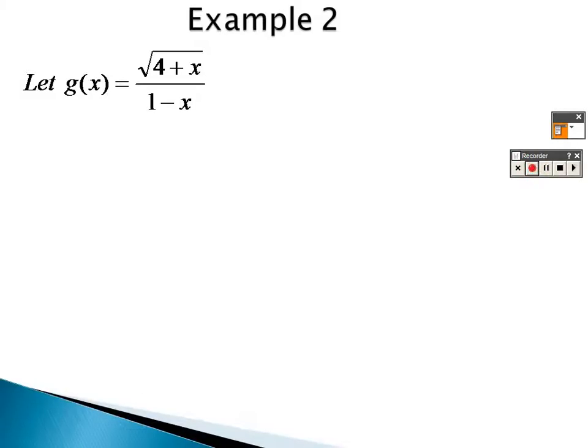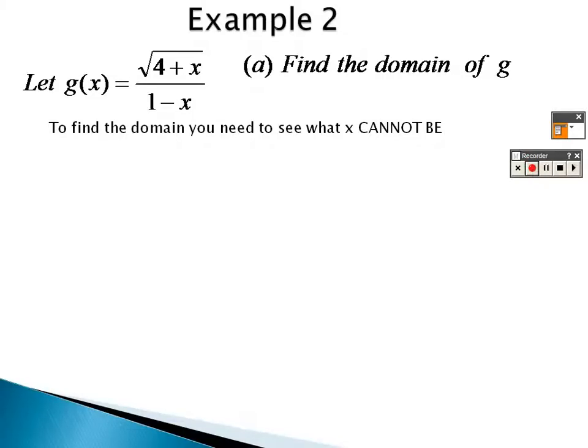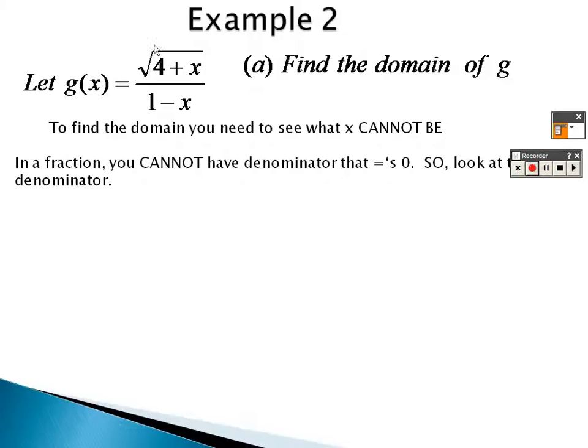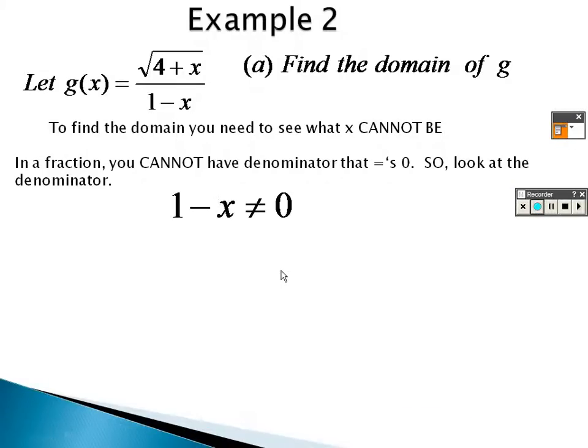So in this problem, you need to find the domain. We remember it cannot be 0 on the bottom, and we also remember we have to have greater than or equal to 0 under a root. In a fraction, you cannot have a 0 in the denominator. So we're going to look at the denominator first. 1 minus x cannot equal 0. I subtract 1, and then I divide by negative 1. So we know that x cannot be 1 right now.